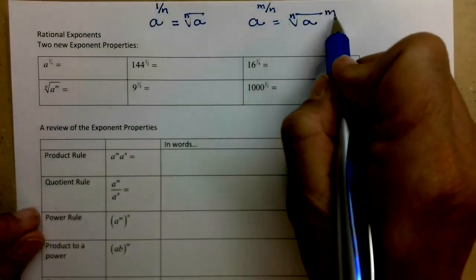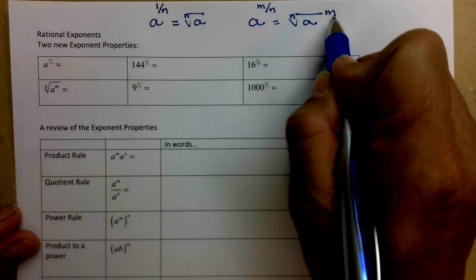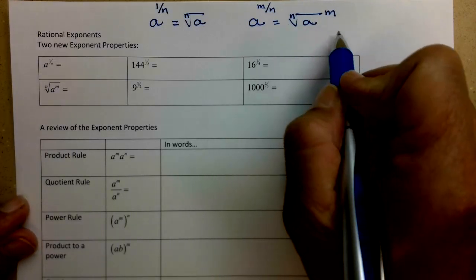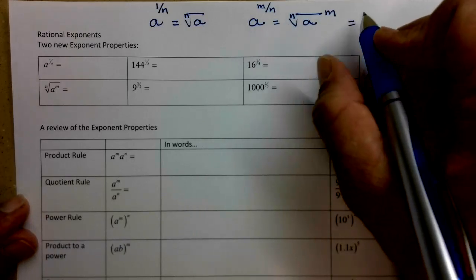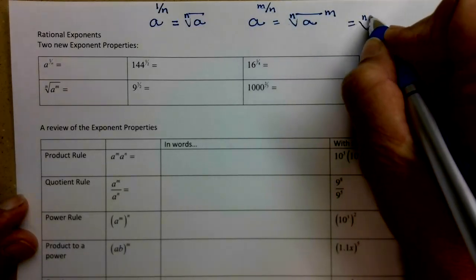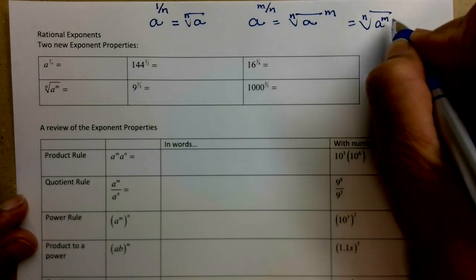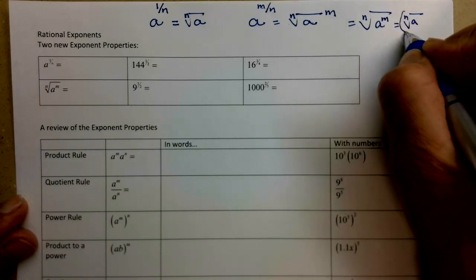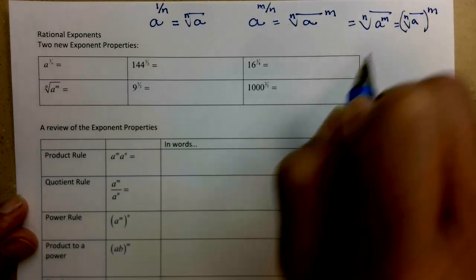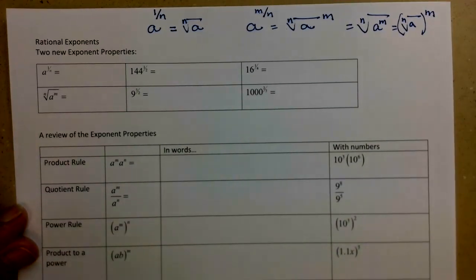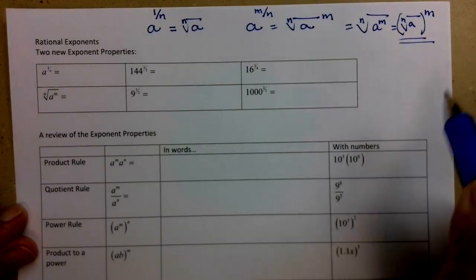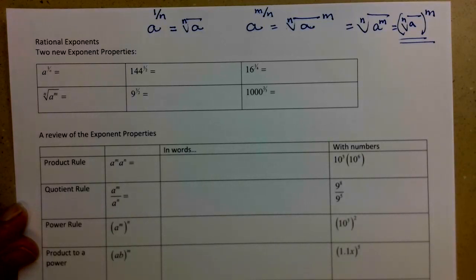Now, this extra power, the m, you can either do it underneath the radical with the a, or you can do it after. They have equal weight. So I could write that as the nth root of a to the m, or I could write that as the nth root of a, and then all of that is raised to the mth power. I actually always find that second way, that last way, is the easiest way to evaluate these. It just kind of keeps your numbers a little bit smaller.